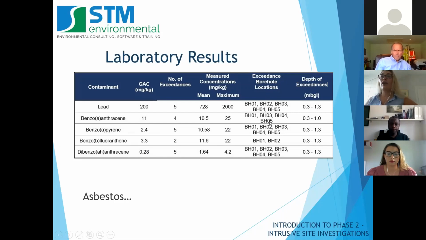And then in this column, if you think back to the borehole location map that I showed you earlier, there were 5 boreholes. So this column shows the borehole locations where the exceedances were identified. And you can see that exceedances were identified in all 5 boreholes. So it was concluded that it was fairly widespread, and over multiple depths.